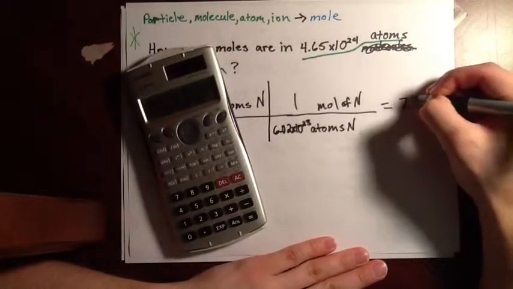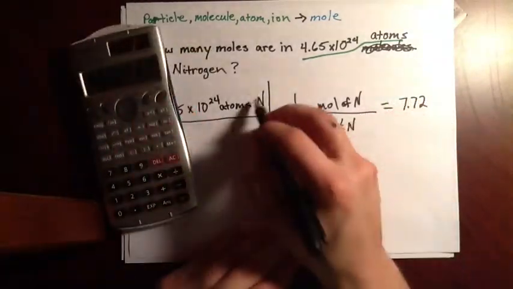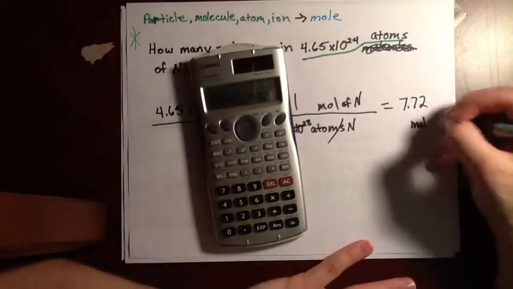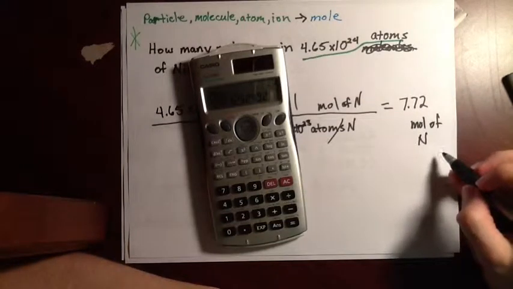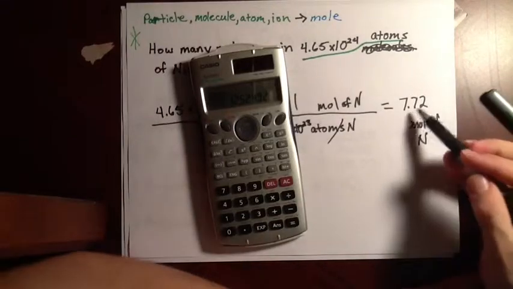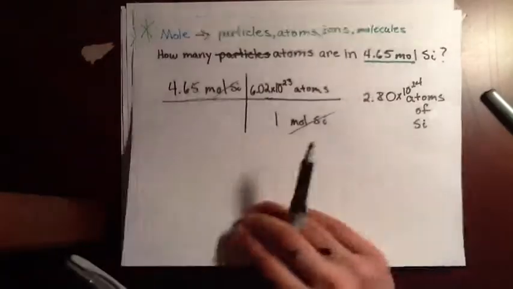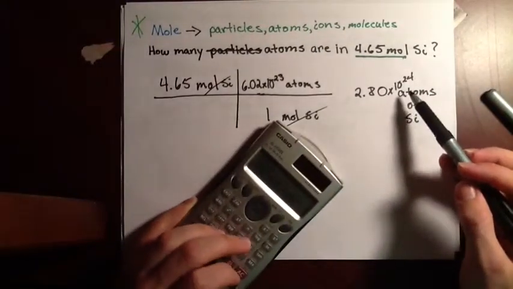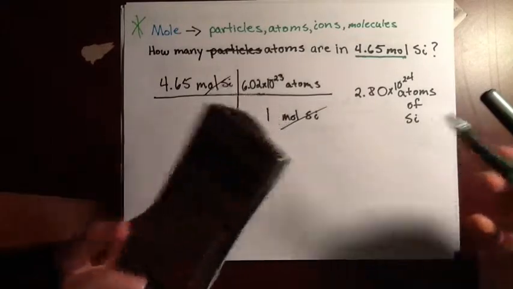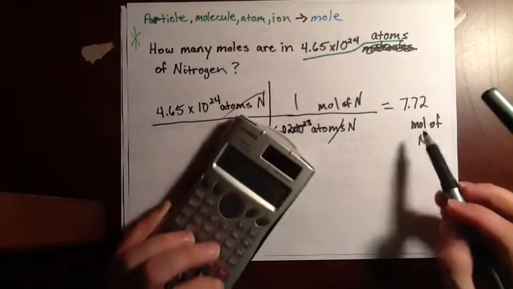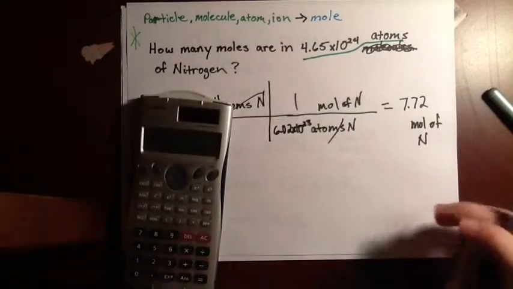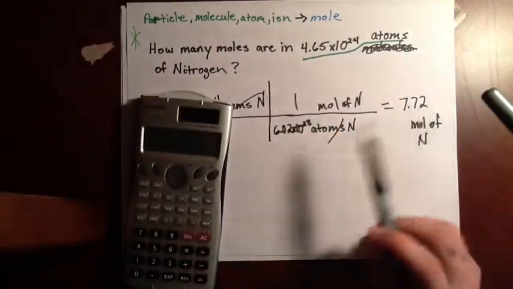And remember, cancel out my units there, mole of nitrogen, 7.72 mole nitrogen is our answer. And remember, moles are going to be small numbers, so 7.72 is not a big number compared to the number of atoms we'll have. Atoms will be huge, as in times 10 to the 24th, and that makes sense because there's a lot of atoms all around us. But the moles are counting by big units, so it's going to be a small number. Okay, so that's the first part of the review. Moles to atoms, atoms to moles.